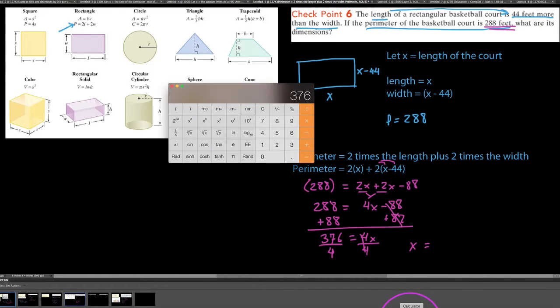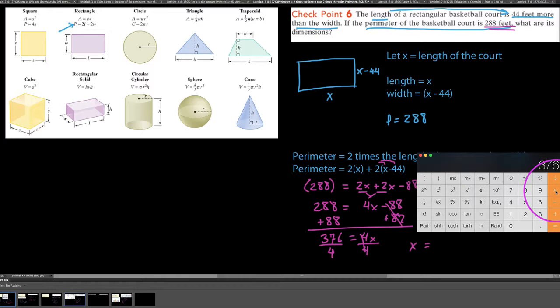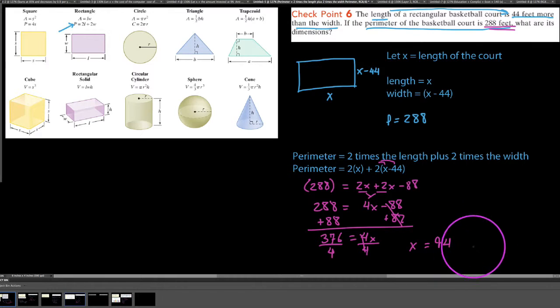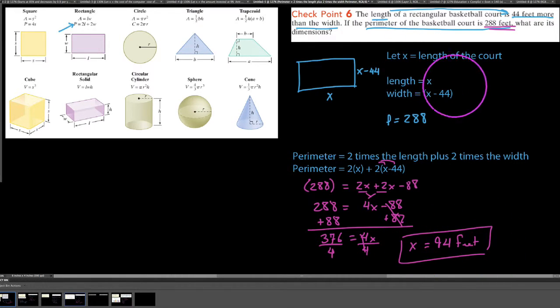So we say 376. If we take that and divide it by 4, is 94. And we should label this, so we said feet. So we say 94 feet is the length of this court. Now, since we found the length, we say is 94 feet. We still need to solve for the width of this, and we say, well, that would be 94 minus 44. And if we take that off there, we get 50 feet.